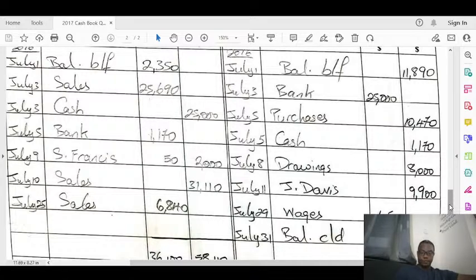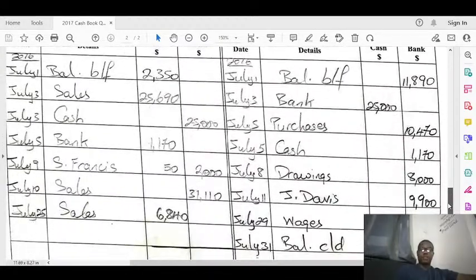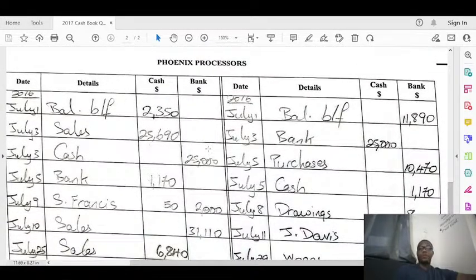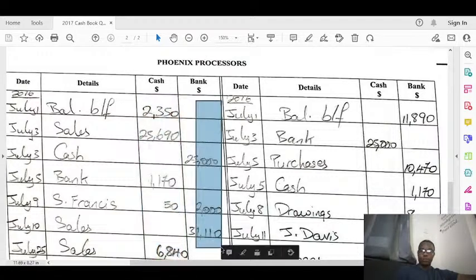All right. So when you're balancing out the cash book, you simply add up all of the columns. That's what you're doing. You're adding up all the columns. That's the first thing you do. Add up all of them, add them up, come down. So you're going to add up the cash column, add up this, come down. Add up the bank column, come down.